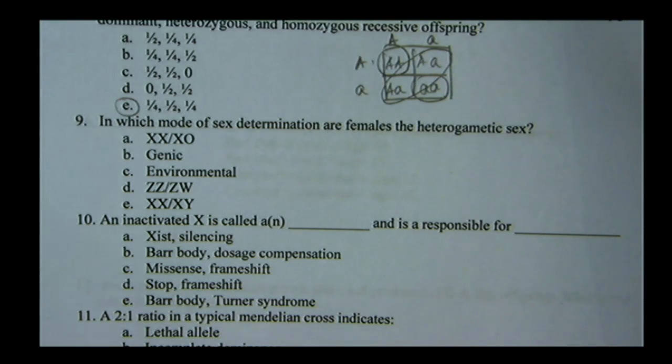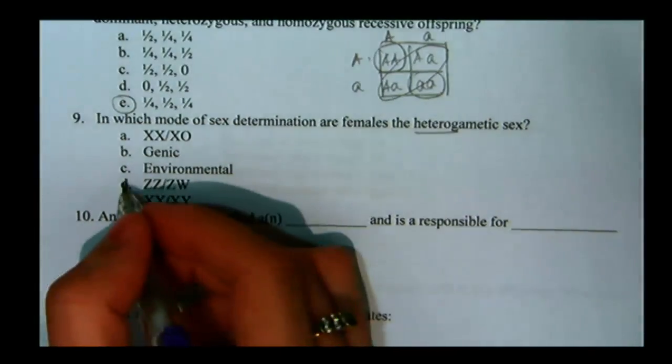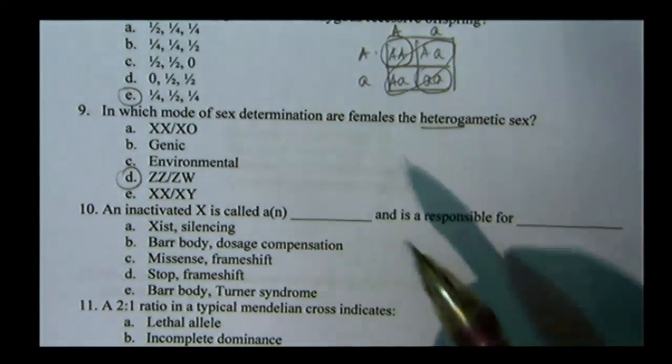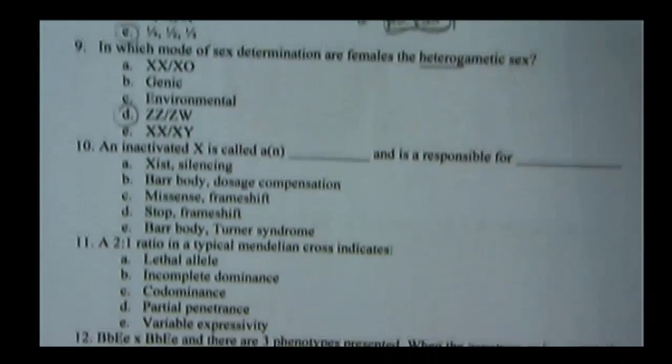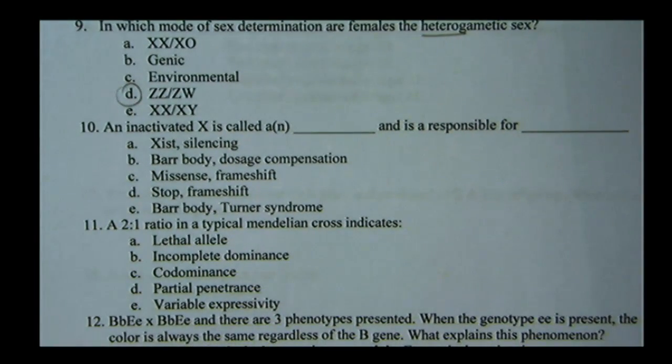Okay, fill in the blank: an inactivated X is called a what and is responsible for what? So we should remember an inactivated X is a Barr body, so you can eliminate the ones that don't offer that as an option, and it is responsible for dosage compensation. Turner syndrome is something completely different, although it does involve the X chromosome.